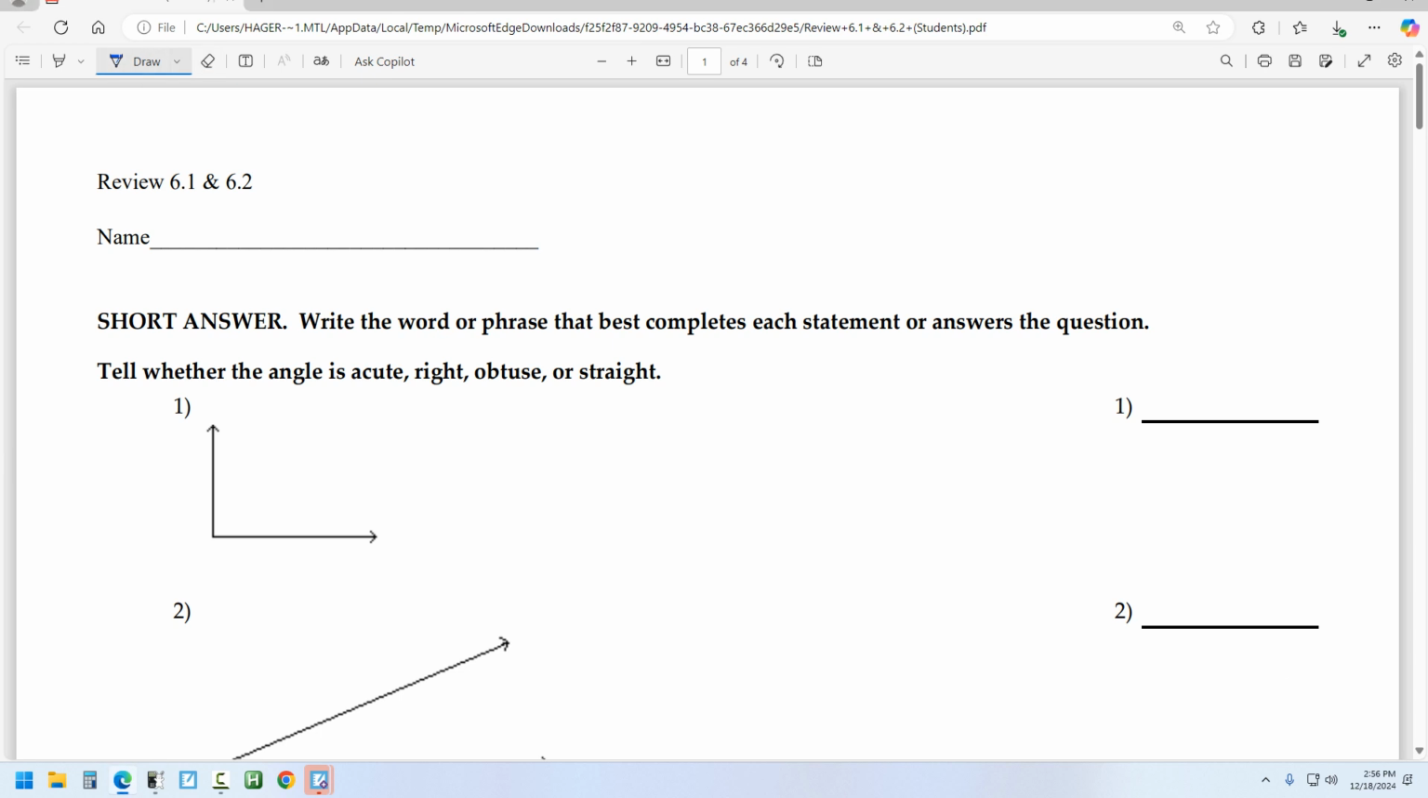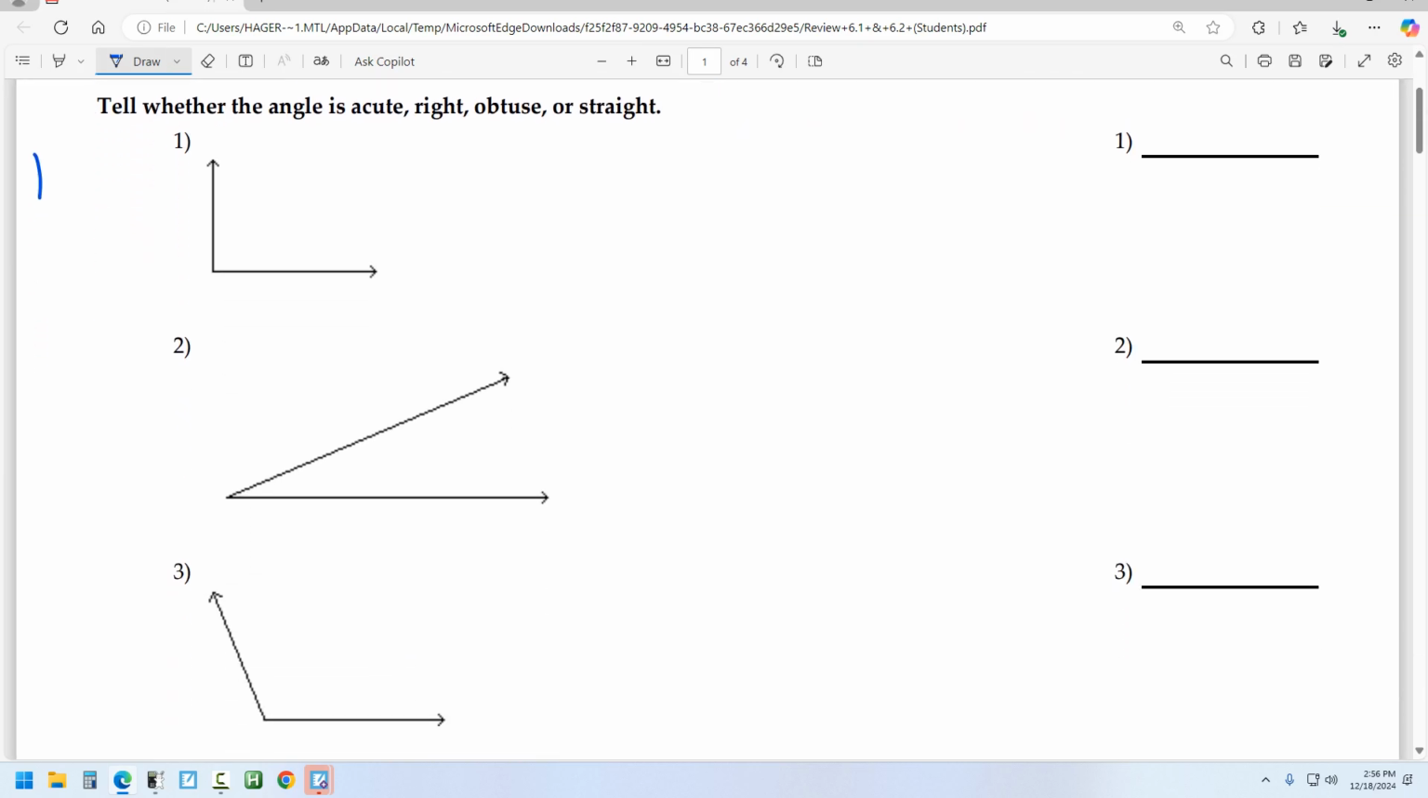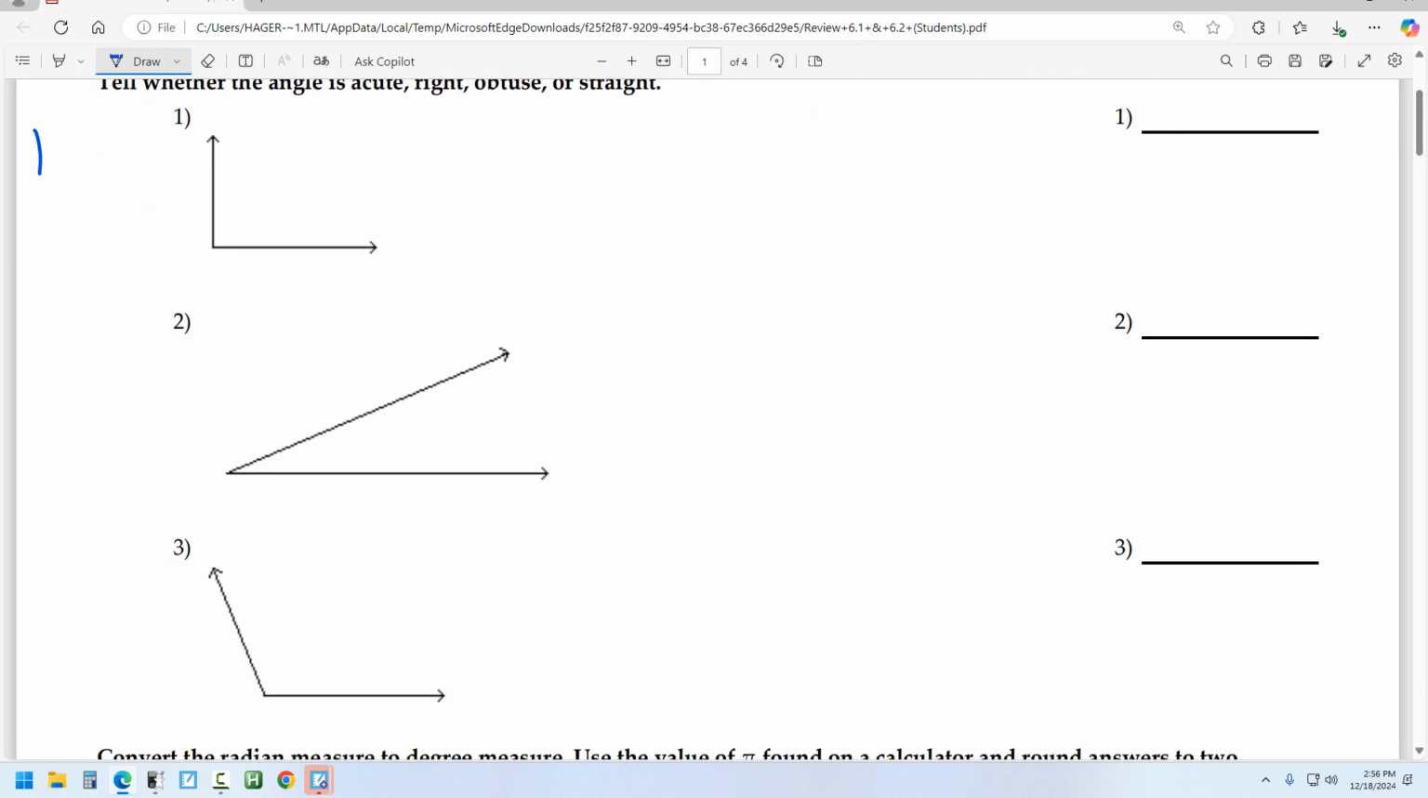All right, so the first question we're going to look at is different angles, trying to classify them as either acute, right, or obtuse. Let's start with the first one. What kind of angle is the first one? Right, it's a right angle. Usually you'll see a symbol there that shows it. That one doesn't, but that's a right angle.